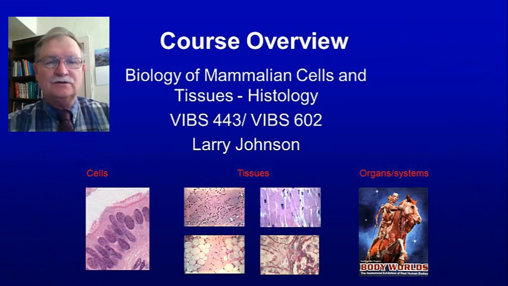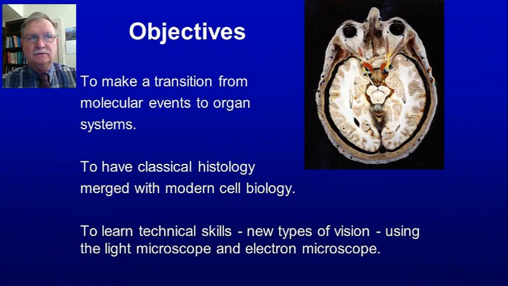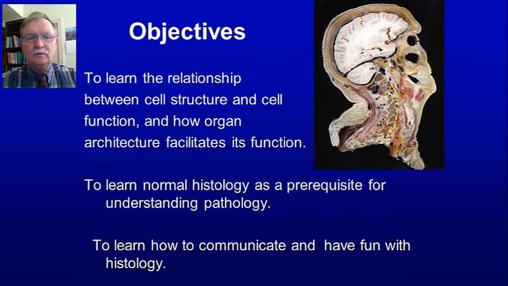Today we're going to look at a course overview. Our objectives are to make the transition from molecular events to the organ systems, to have classical histology merge with modern cell biology, and to learn new techniques, types of vision, both for light and electron microscopy. We want to learn the relationship between the structure of cells, organ systems, and their functions. And then we want to learn normal histology as a prerequisite for pathology, and then learn how to communicate and have fun with histology.